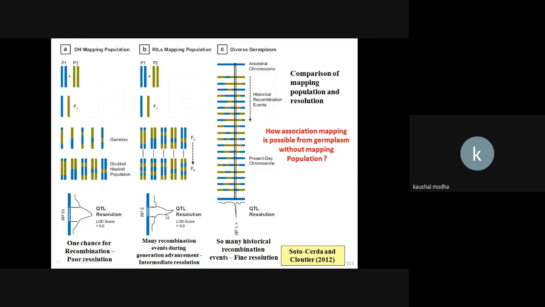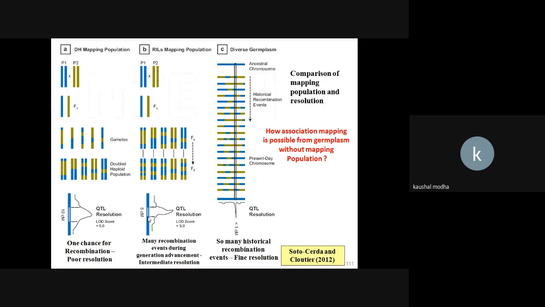So much more resolution is possible as compared to double haploids, and at the same LOD score of 5, we can resolve up to 5 centimorgan. That means if you identify a marker using RILs, you can identify a marker which is as close as 5 centimorgan to the gene of interest or QTL. So that's the resolution power of double haploids and RILs utilizing linkage mapping.